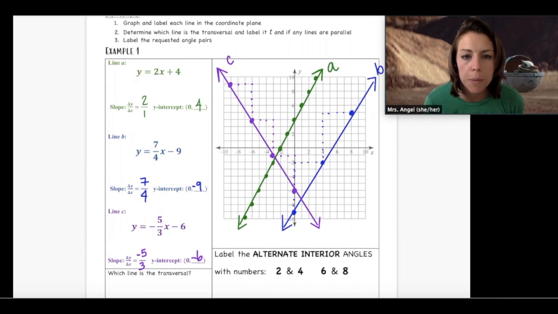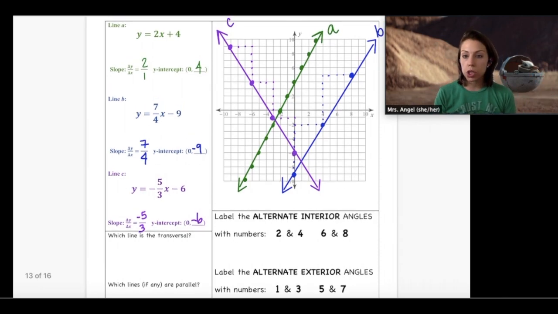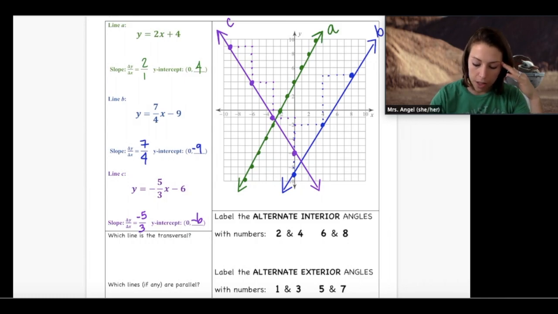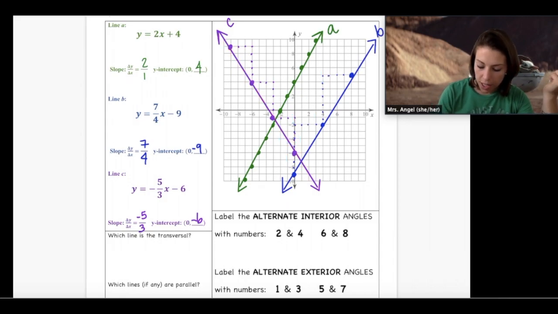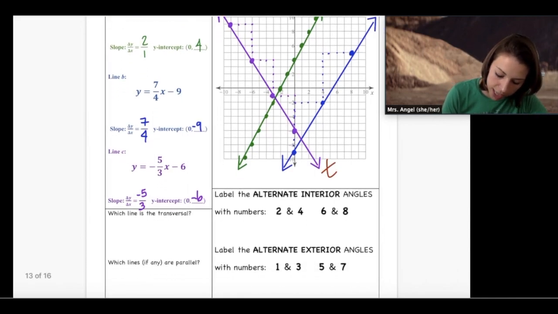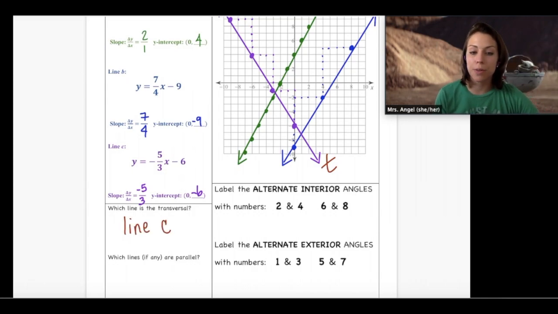Step 2, determine which line is the transversal and label it T, and if any lines are parallel. Well, let's see. A transversal is the line that cuts through two other lines. It's the bridge that goes through the river. From what I can tell, here's our river, which means our bridge is right here in line C. I'm going to go ahead and label that our transversal. Line C was our transversal.